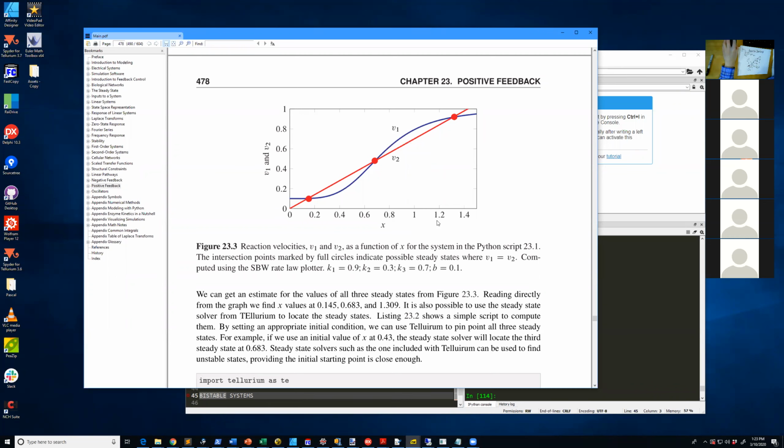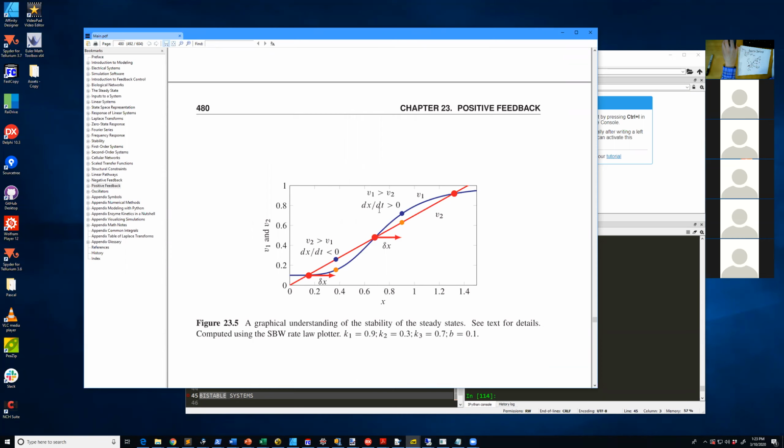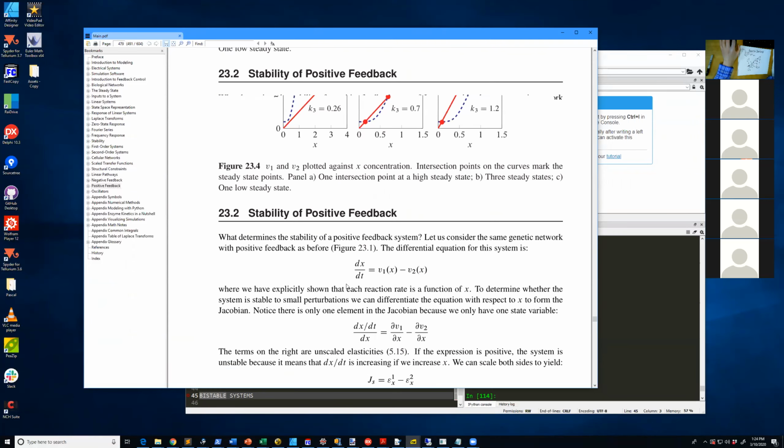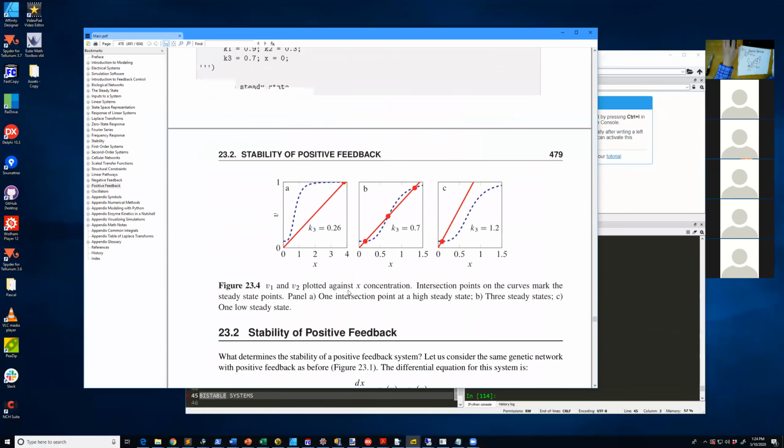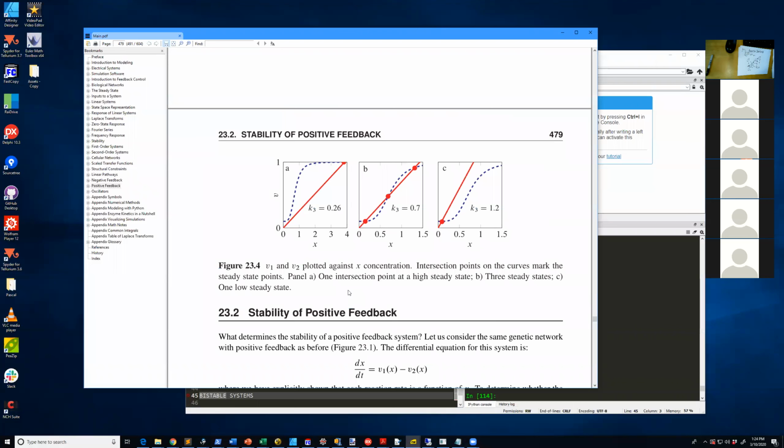If I displace at this point, I get differences in the rate of change of X because V1 is greater than V2 in this case, and V2 is greater than V1 in this case. So this tries to explain graphically why one of these is stable and two of these are unstable. Now the other thing to note is that I can kill the instability by just changing the rate constant for V2. So let me stop sharing again.